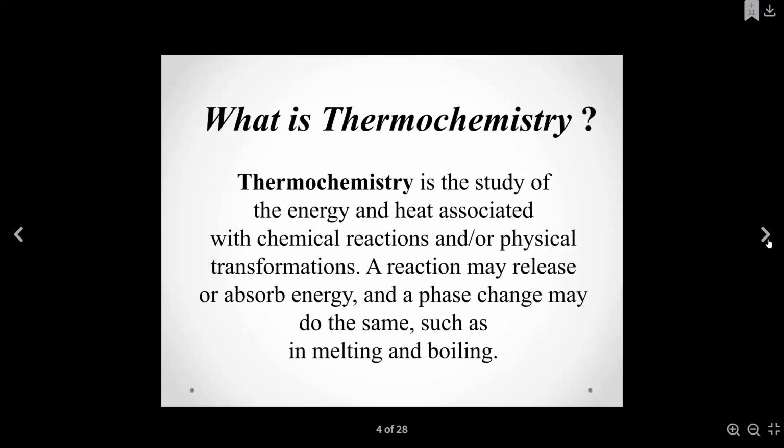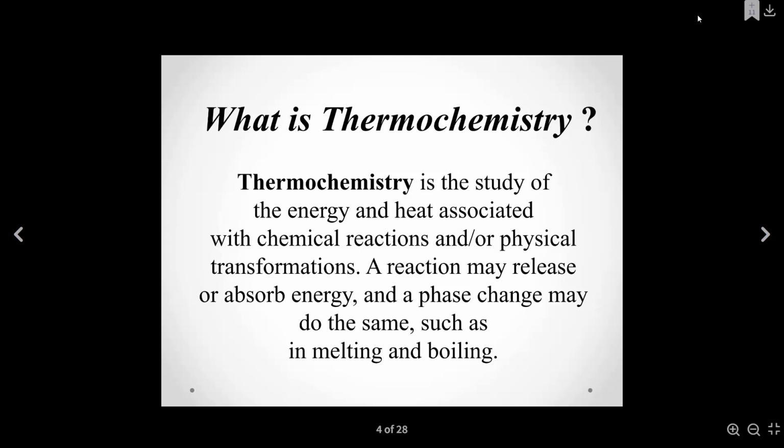What is thermodynamics? Thermodynamics is the study of the energy and the heat associated with chemical reactions or physical transformations. So in this one, it's simple. When we are talking about thermodynamics, it means the energy or heat that is produced or consumed during the rate of the chemical reaction.